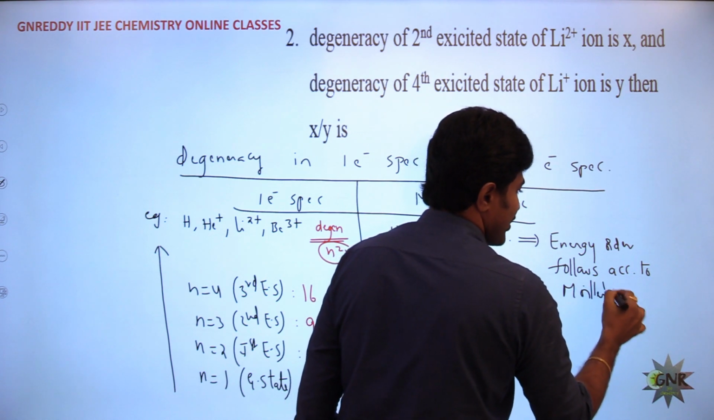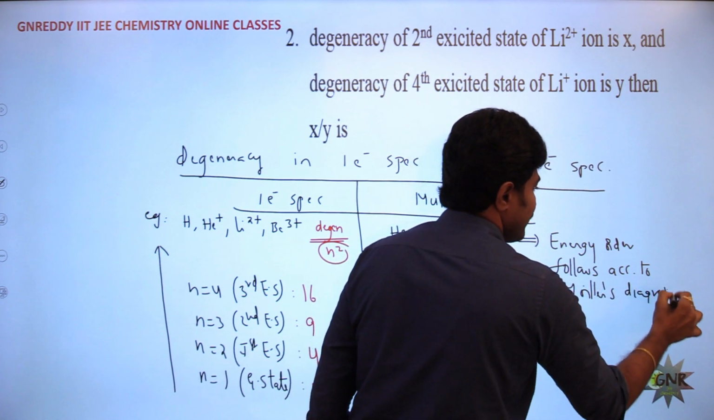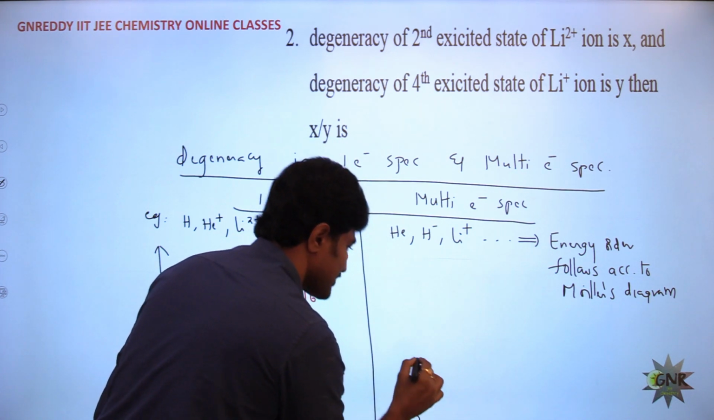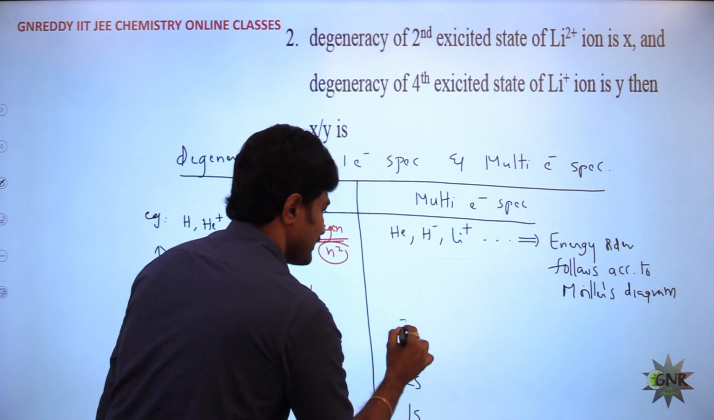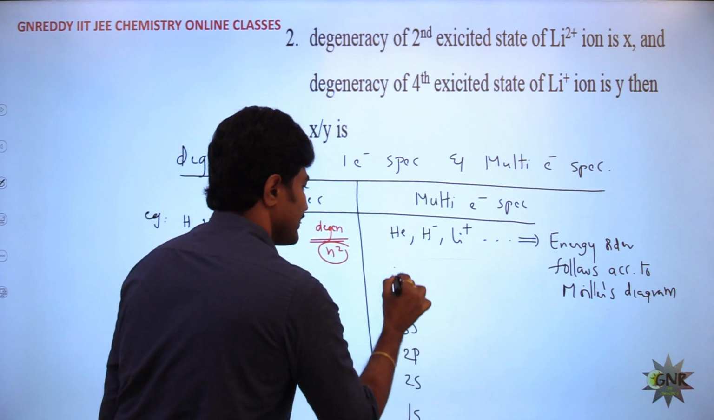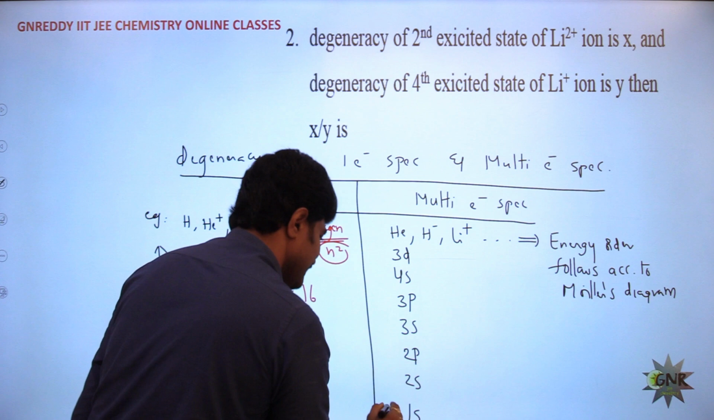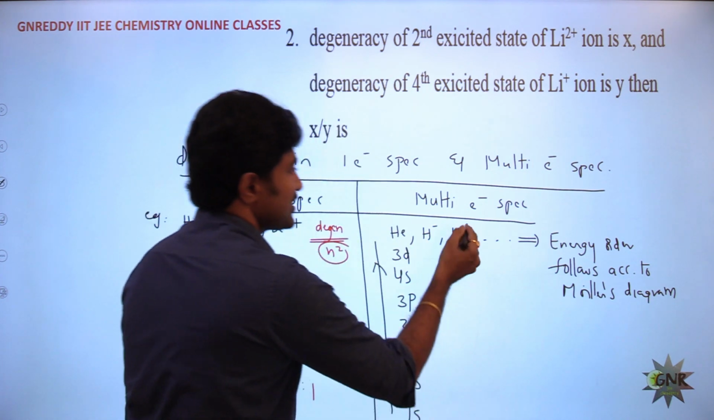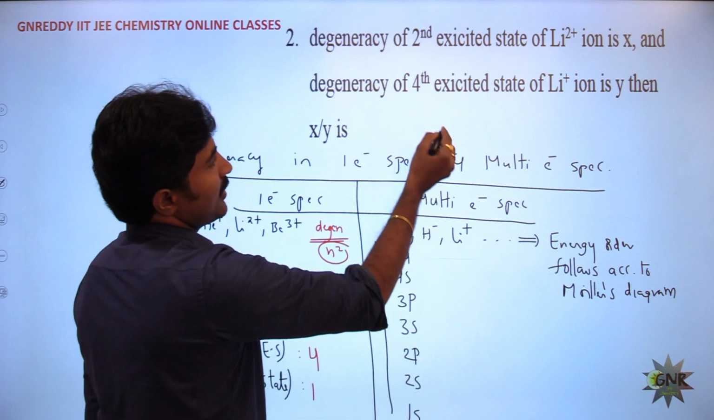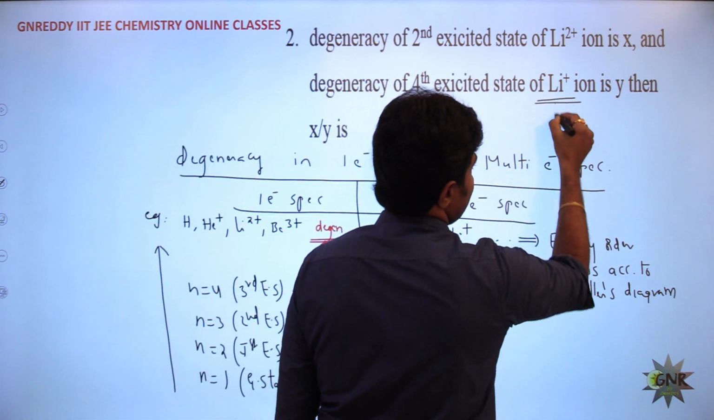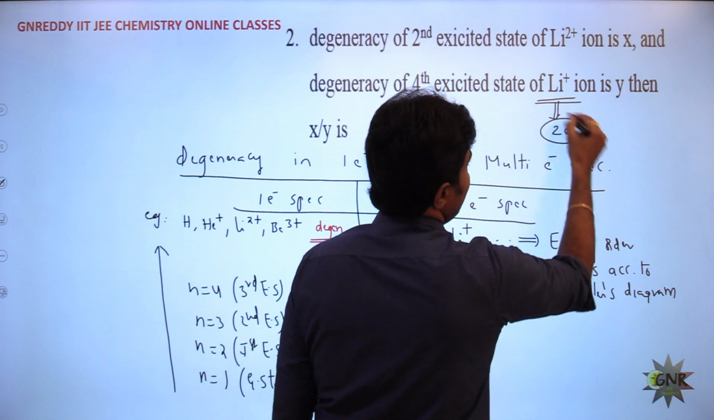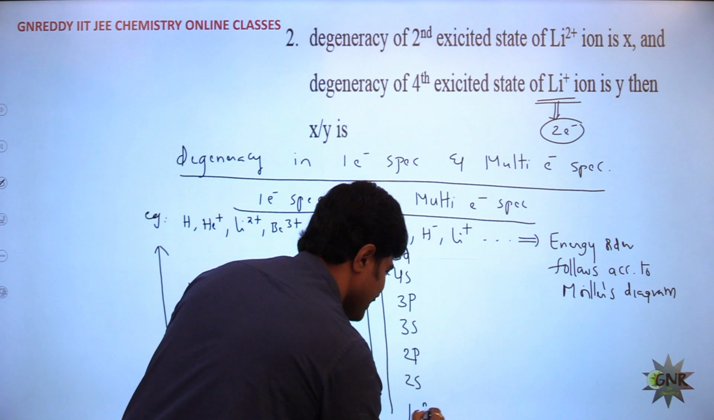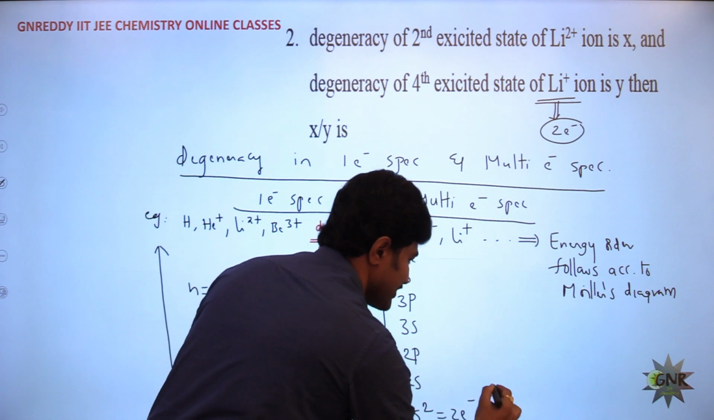So if you take this Moyle's diagram, the energy order is 1s, then 2s, then 2p, then 3s, then 3p, then 4s, then 3d. This is energy increasing order. Now, 1s is for 2 electron species. Li plus ion is a 2 electron species, whereas Li2 plus is a 1 electron species. For 2 electron species, the configuration is 1s2, this is only the ground state.